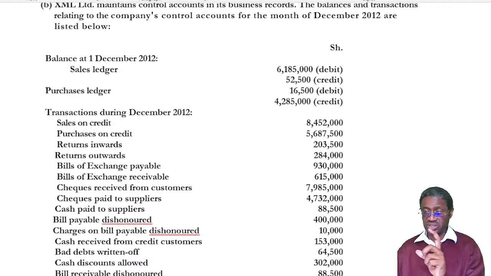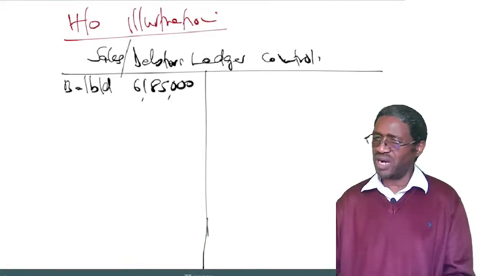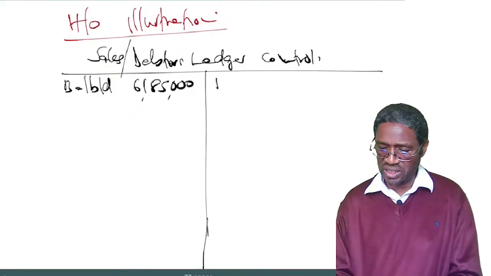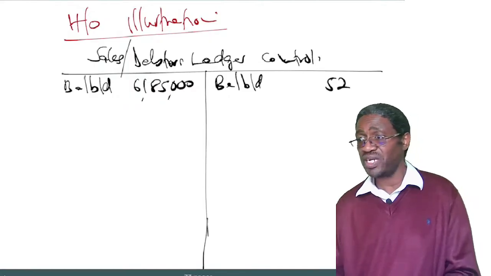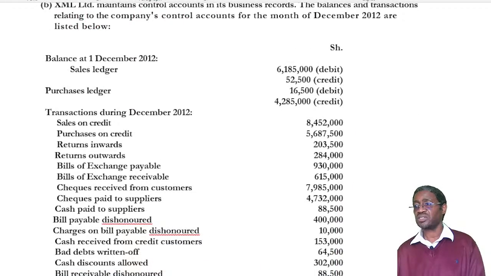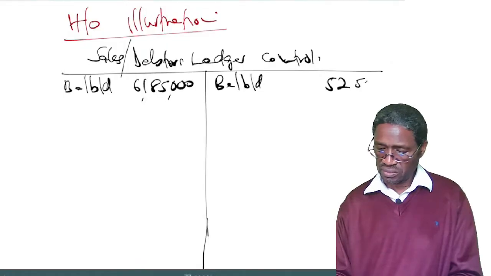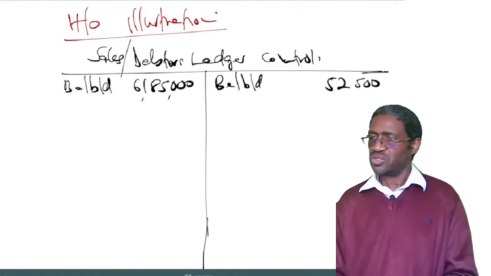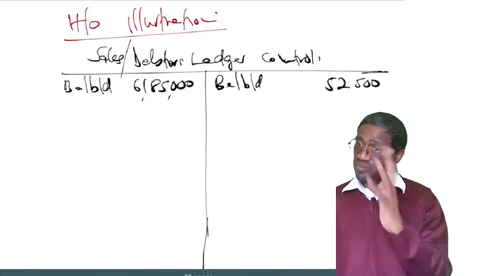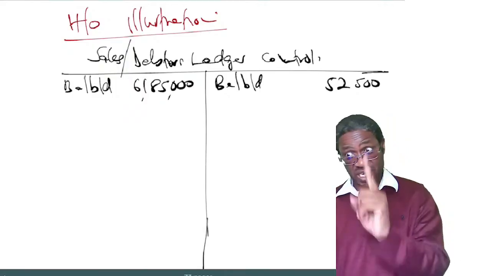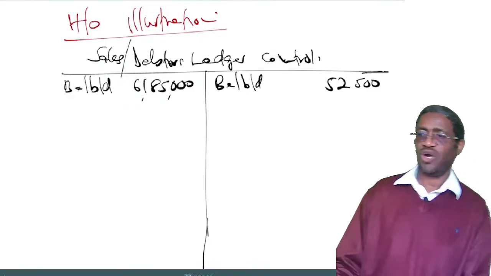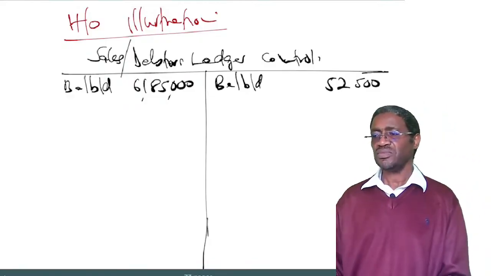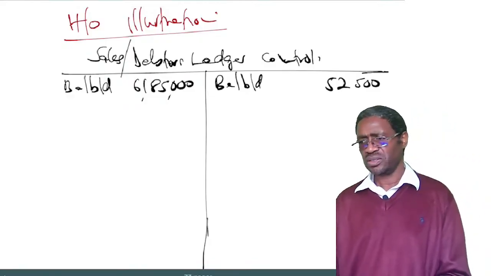52,500 as a credit. And I told you it's an opening balance, so you bring it down on the credit side. Balance brought down 52,500. Yes, 52,500. So if it's a debit, you just debit. If it's a credit, you just credit by the beginning. Next, I hope you are through with that. We go to the next one.